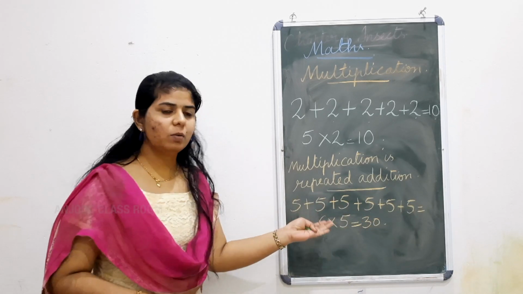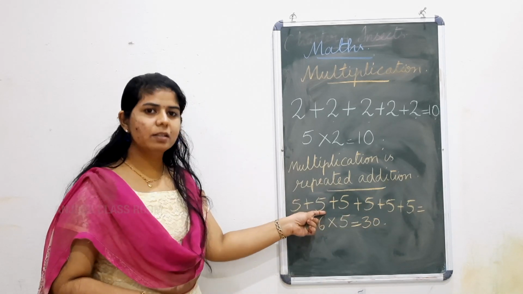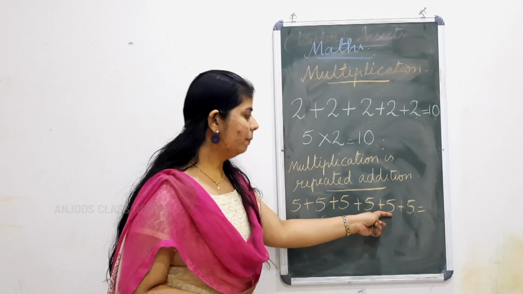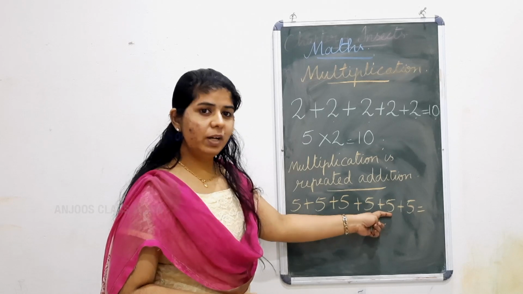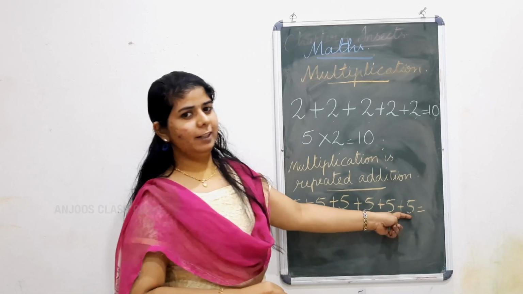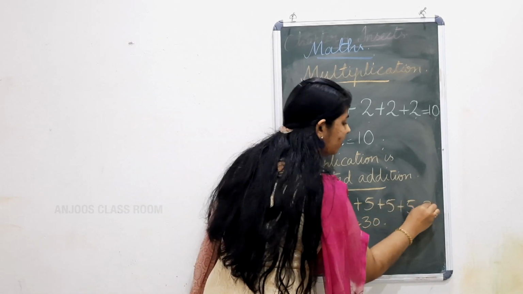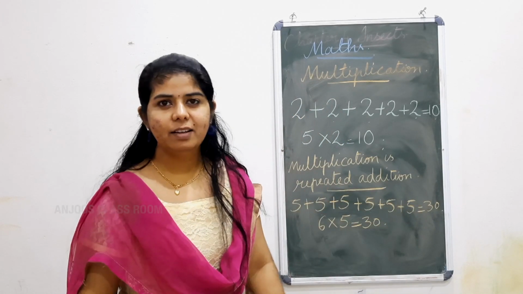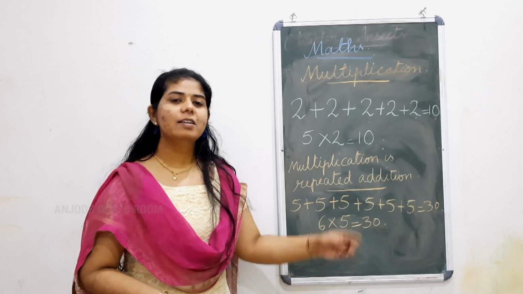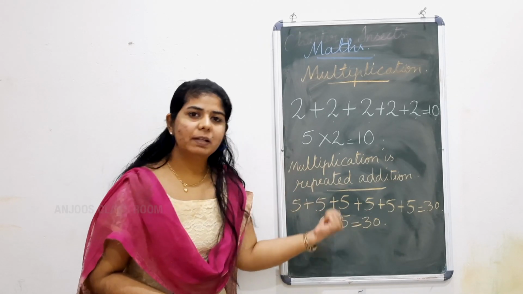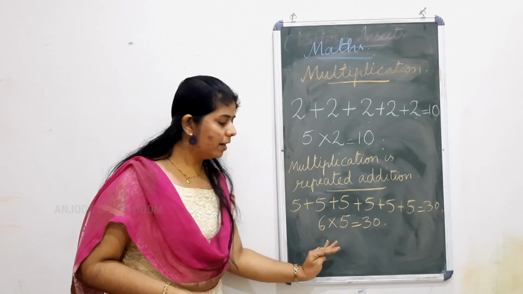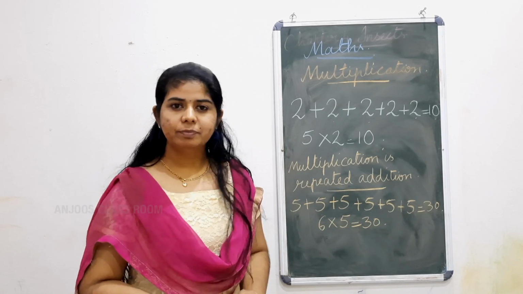If you want, you can check once more. 5 plus 5, add it, 10. 10 plus 5, 15. 15 plus 5, 20. 20 plus 5, 25. 25 plus 5, 30. So simple. Instead of going on adding this, if you know this, it's very easy. Yes, this is what multiplication is: repeated addition. Some examples are given. This we call a multiplication fact.